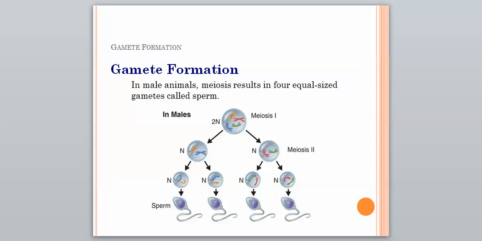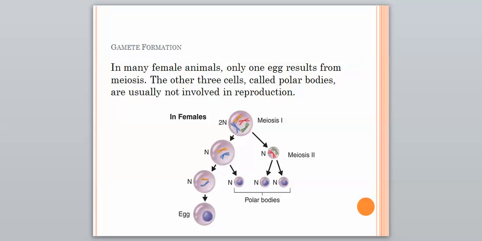In male animals, meiosis results in 4 equal-sized gametes called sperm. We can see the breakdown here. Meiosis 1 starts with a 2n cell, and after Meiosis 1 we have 2 haploid cells, and then after Meiosis 2 we have 4 haploid cells, and in males, all 4 of those turn into sperm. That's important because in females, only 1 egg results from meiosis, and the other 3 cells are called polar bodies, and they're usually not involved in reproduction.